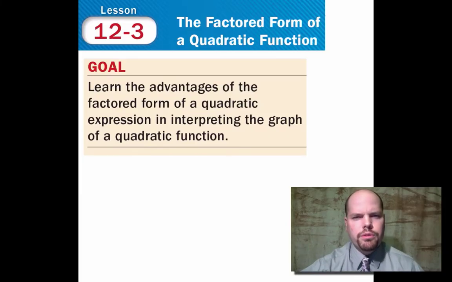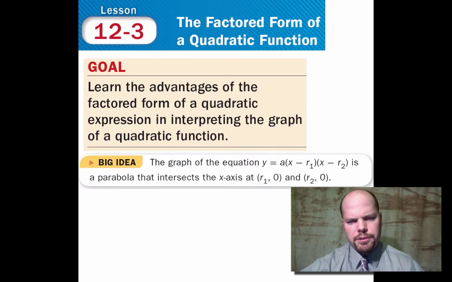In lesson 12.3 we will be looking at the factored form of a quadratic function. Our goal will be to learn the advantages of the factored form of a quadratic expression in interpreting the graph of a quadratic function. So in the big idea here, the graph of the equation y equals a times the quantity x minus r sub 1 times the quantity x minus r sub 2 is a parabola that intersects the x-axis, so it has x-intercepts at (r sub 1, 0) and (r sub 2, 0).